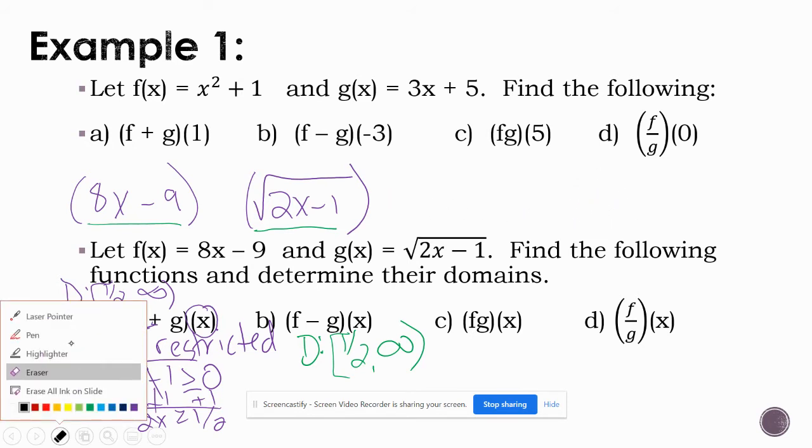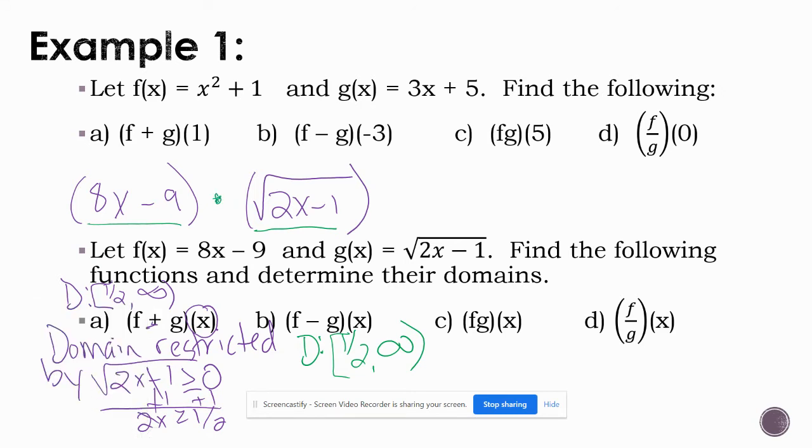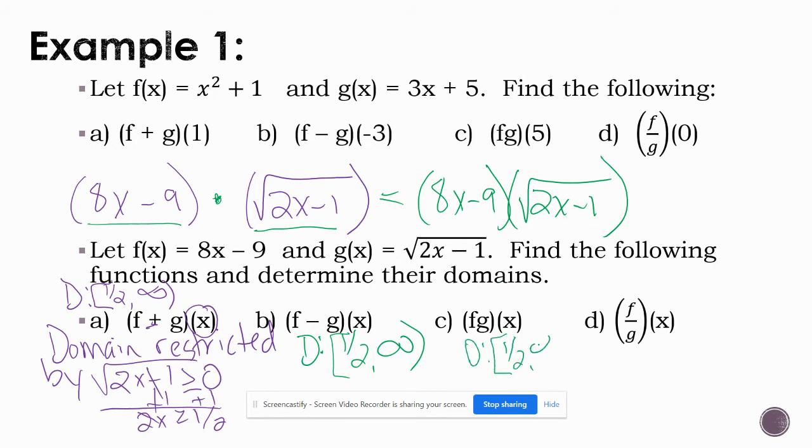So when we multiply these together, they're really just sitting next to each other, because again, I can't distribute here and do any combining of like terms, all because of that radical. So our final answer of this one would be this. Our domain still has the same restriction with that radical, and so we still have a domain of 1/2 to infinity.